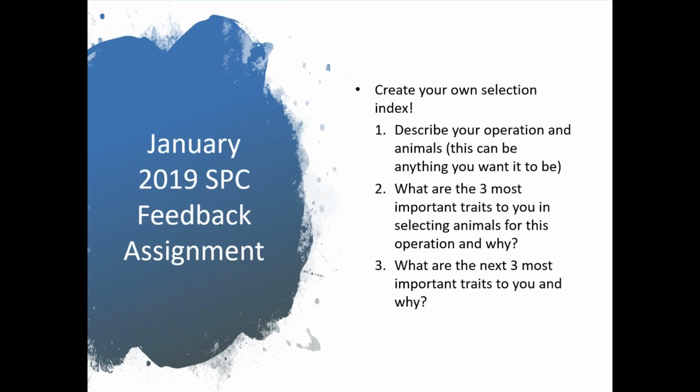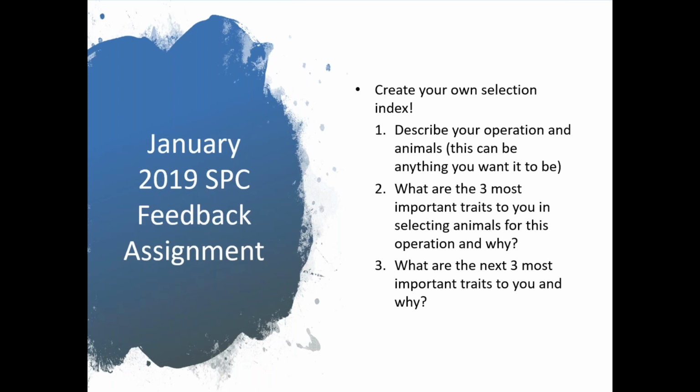We would like, Rachel, you want to talk about it? Absolutely, you bet. All right, you guys, here's what we're going to do. Our assignment for January is for each of you to create your own selection index. The first step is to describe your operation and animals. That can be anything you want it to be. You can make something up if you want. That's totally fine.